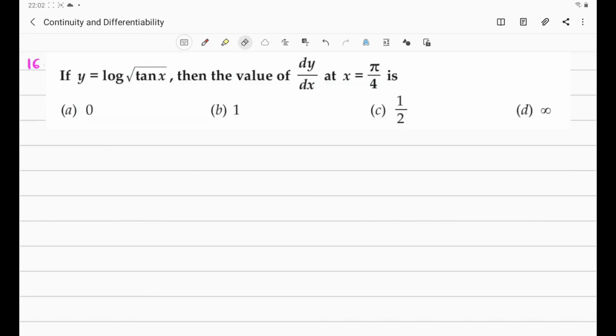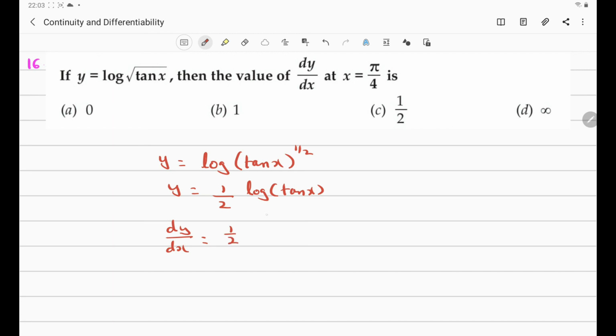Question number 16. If y is equal to log of root tan x, then the value of dy by dx at x equal to pi by 4 is. So let's simplify this. y is equal to log of tan x to the power of half. Using the property of logarithm, we write y equal to half log tan x. So we can find dy by dx as half into the derivative of log tan x, which is 1 by tan x into the derivative of tan x, which becomes secant square x.